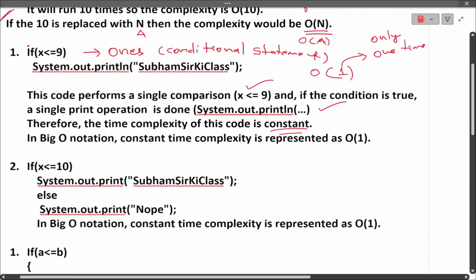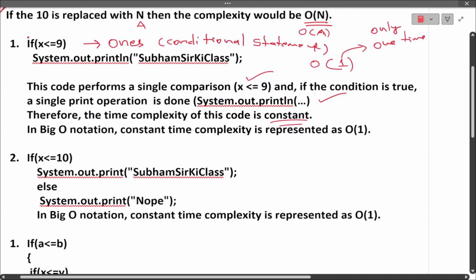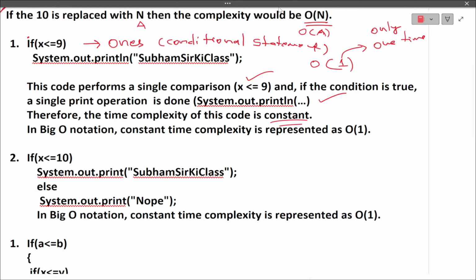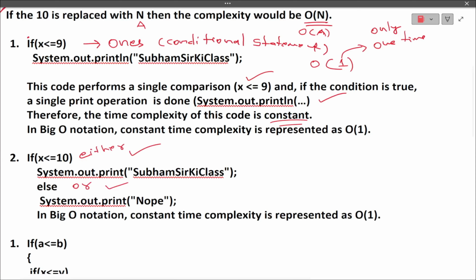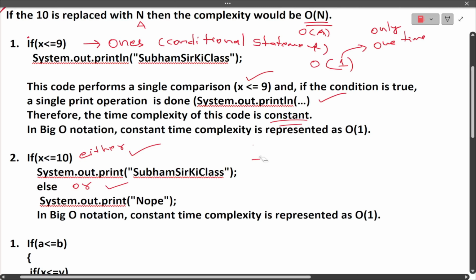Now talking about another. Here I have considered an if and also an else. So if it is asking us to find out the time complexity, the story remains the same, right? Either this will work, or this will work. There will never be a situation in which both of them are working. And if any one of them works, then we will say it has worked for once, right? It only worked for one time. Are you getting what I'm saying?